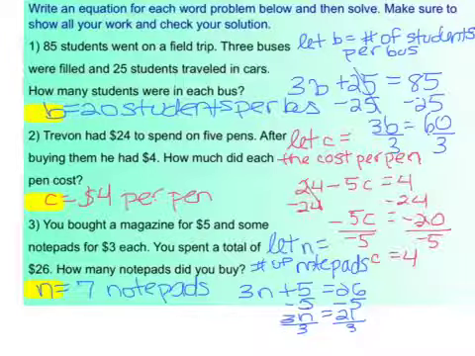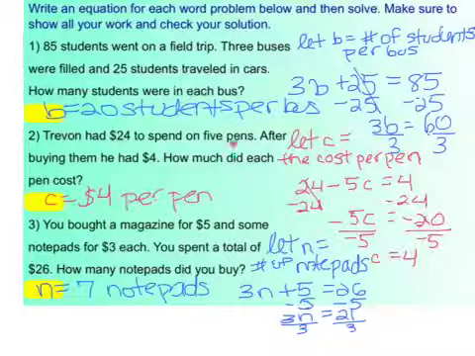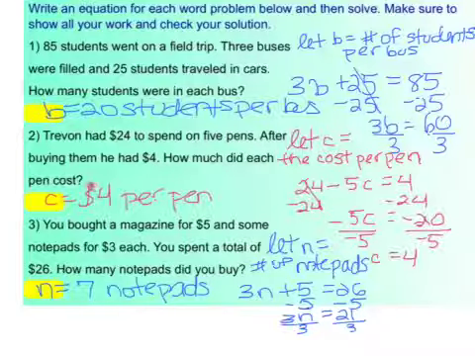So now that you've written a let statement, an equation, and solved for the variable in the next 2 problems, let's go over them. So number 2 says that Trevin had $24 to spend on 5 pens. After buying them, he had $4. How much did each pen cost? So the final question is telling us what we're looking for. How much did each pen cost?